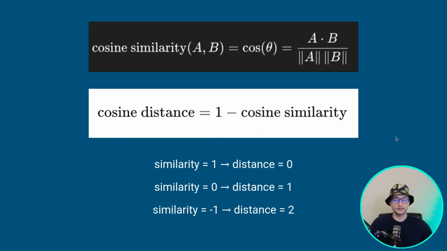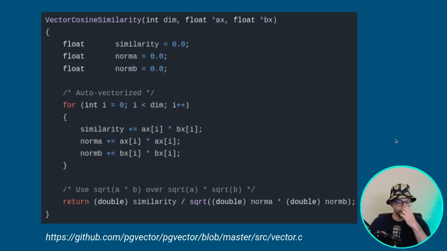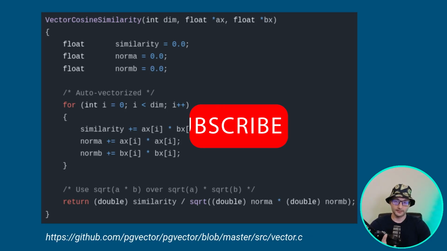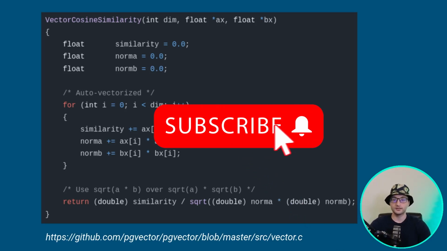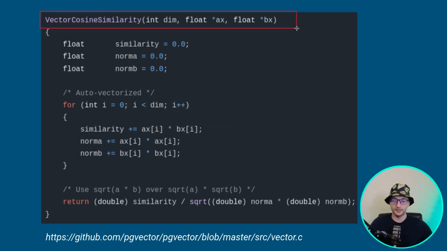Now let's look at the implementation of this function within Postgres. There's a vector cosine similarity function that you can find in the pgvector source code. Here's the link to the file on GitHub, and let's see how it works.